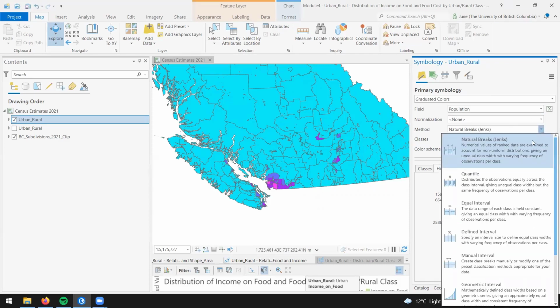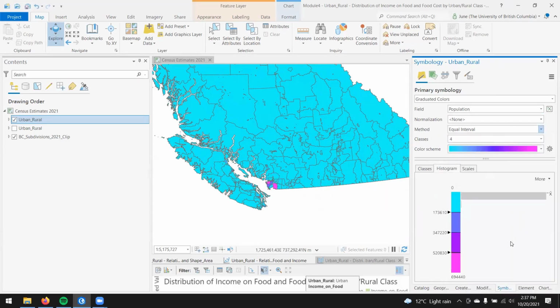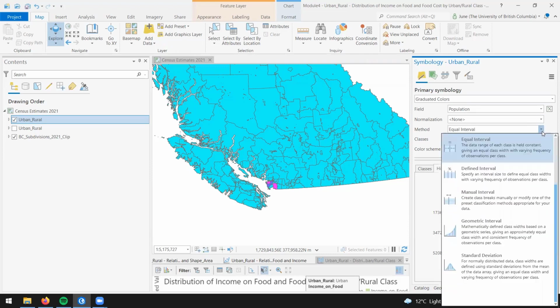So if we change this to, say, equal interval, that's a really, really bad classification method to choose in nearly every circumstance, but you can see why it's not very good for population, right? Why is a population of 170,000 in the same group as a population of 10? So you can see why equal interval is not very good.